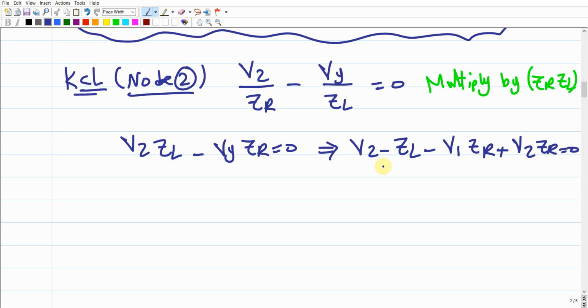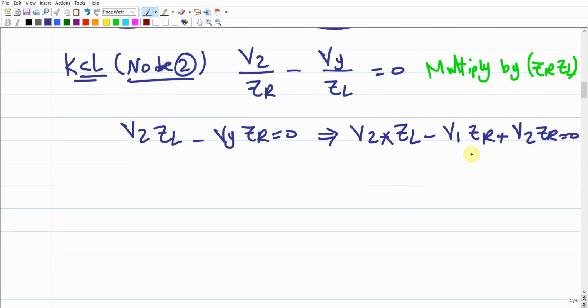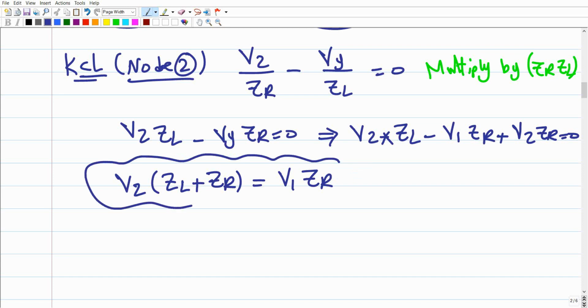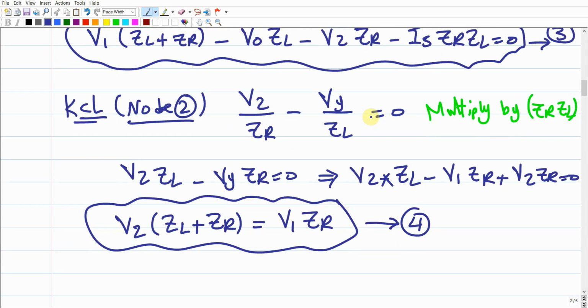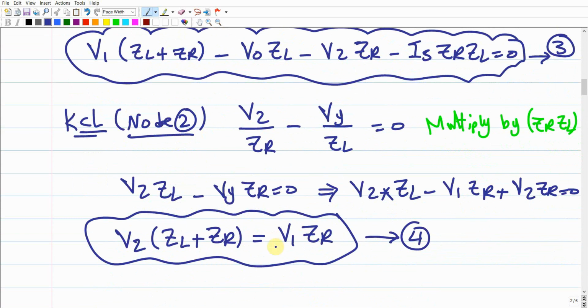Then we can collect the terms that include V2. So this is going to give us V2 times ZL plus ZR. We can even move this one to the other side to be like V1 times ZR, and this is going to give us the second equation, which should be equation 4 according to the order. But these are the two equations that should be solved for V1 and V2.